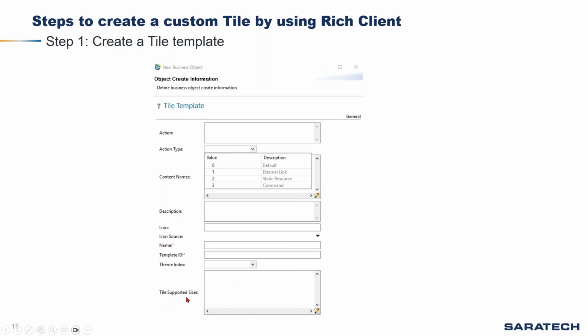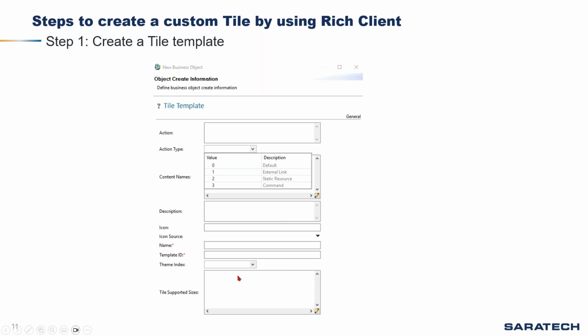We have three common sizes for the tile. The first one is the small size, which is 1 by 1. The second is the wide size, which is 2 by 1, and lastly is the large size, which is 2 by 2.